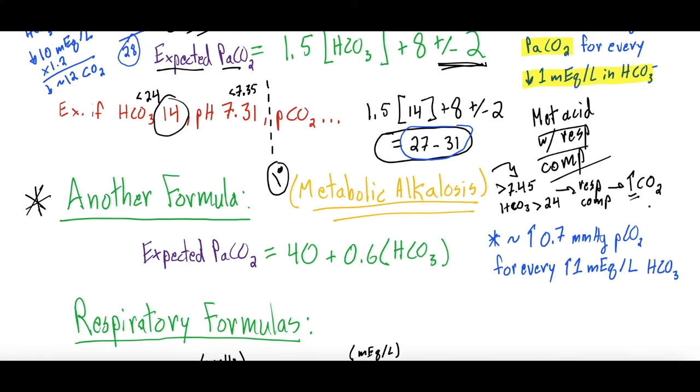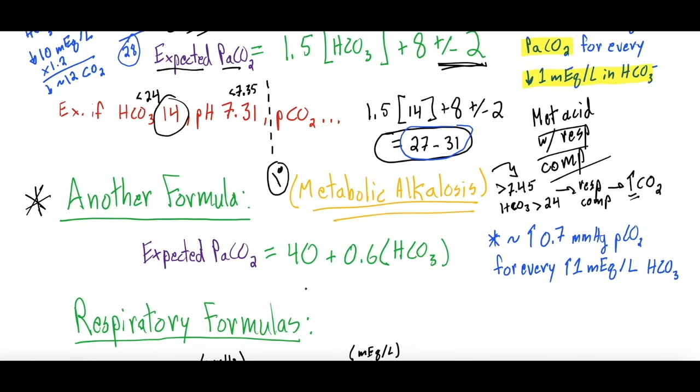But how do we know that the lungs are doing a good enough job? That is what this equation shows. So this is the expected PCO2, the carbon dioxide level that would be expected if the lungs were doing their job to compensate for the metabolic alkalosis. And the equation is going to be 40 plus 0.6 times the bicarb.